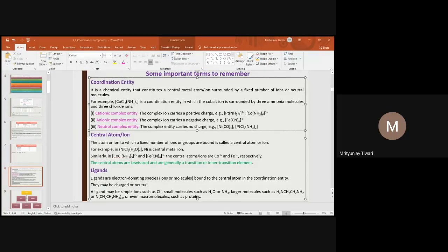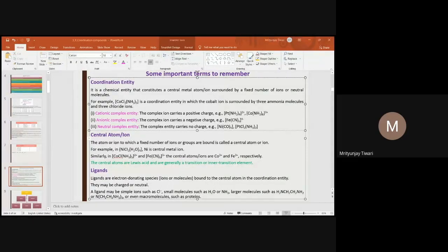In this example, this nitrogen has one lone pair of electrons, and this nitrogen also has a lone pair of electrons. Both the nitrogens can act as donors, and so this ligand has two donor atoms. It is called a didentate or bidentate ligand. It has two donor sites and coordinates to the central metal.